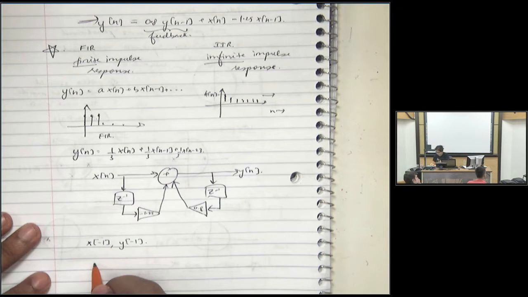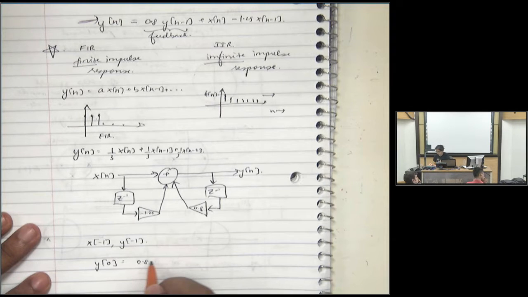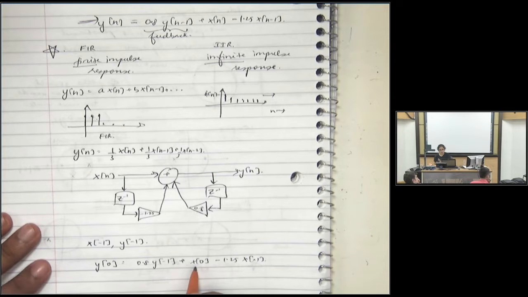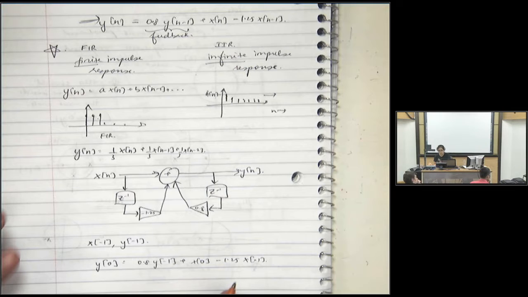Easy way. First I find y of 0. So y of 0 is 0.8 times y of minus 1 plus x of 0 minus 1.25 times x of minus 1. y of 0 and x of 0 are not my initial conditions. This is where my actual input and output starts. Okay, 0 at 0 index. So my initial conditions are y of minus 1 and x of minus 1.